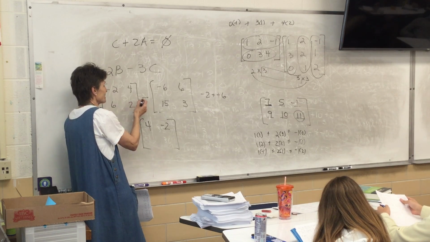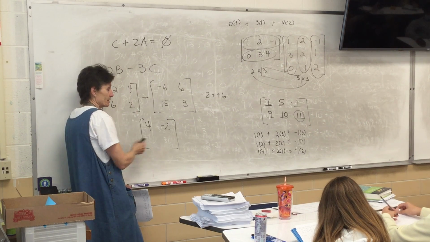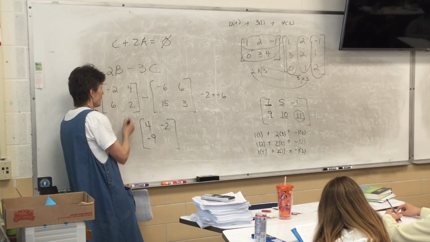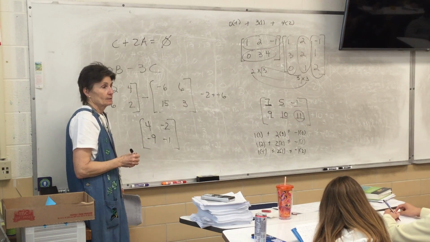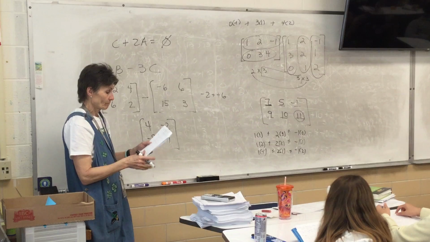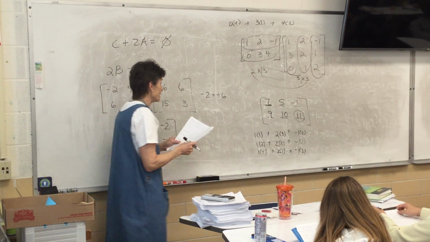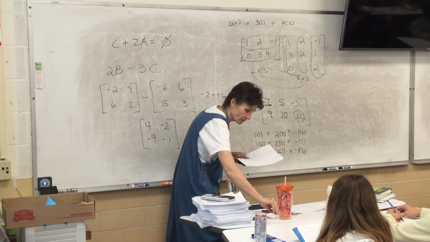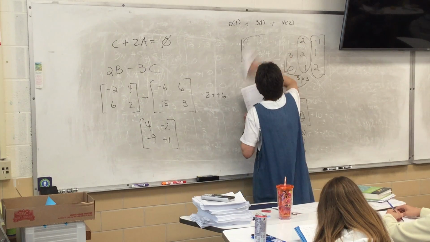All right, 6 minus 15, negative 9, and 2 minus 3, negative 1. We'll do a couple more, Madeline, then you can go. Okay. B inverse. It'll take them a while to get organized down there. All right, B inverse.